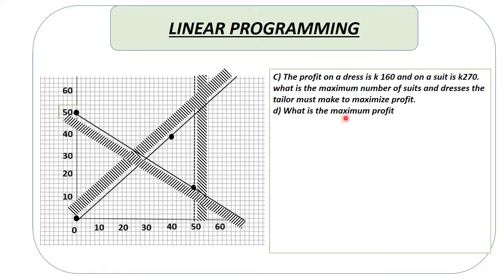Then the next question is, what is the maximum profit? These ones, we usually find them together. So here's the solution. Total profit, like I said, is 160x plus 270y. We want to see which sets of points are going to give us the maximum value. So we're going to pick the corner points, the crucial points that I showed you, which are the points on the corners.